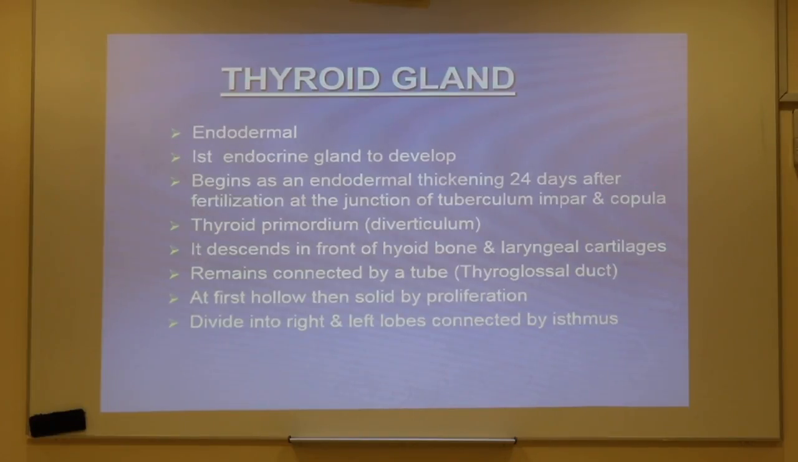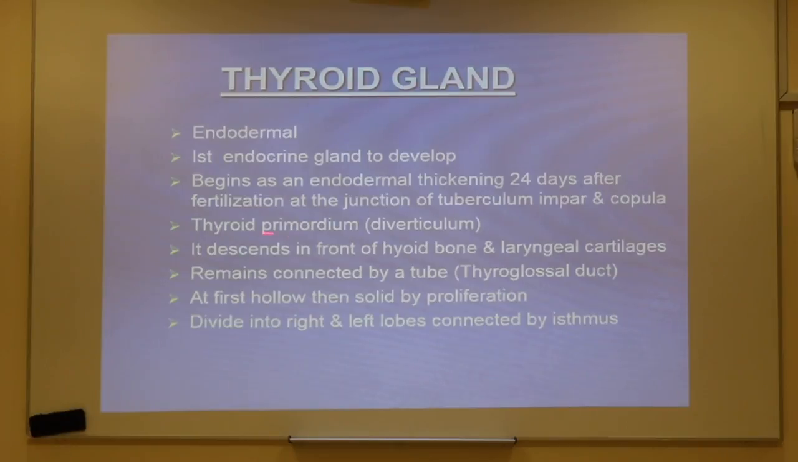So tuberculum impar and copula are the parts of the tongue. In the adult, the anterior 2/3 of the tongue is from the tuberculum impar, and the posterior 1/3 of the tongue is the copula. The junction of the anterior 2/3 and posterior 1/3 is from where the thyroid gland is going to start developing through a diverticulum, and this diverticulum is going to descend down from the tongue in front of the hyoid bone, in front of the thyroid cartilage.